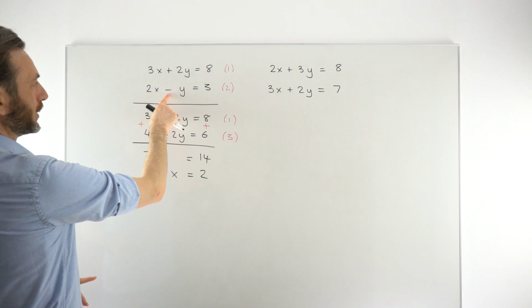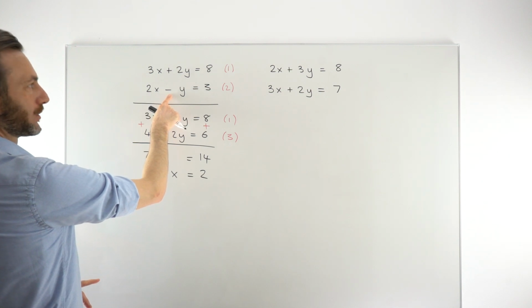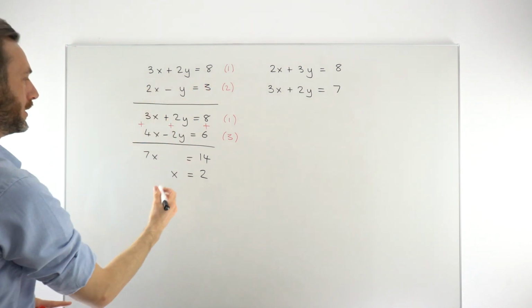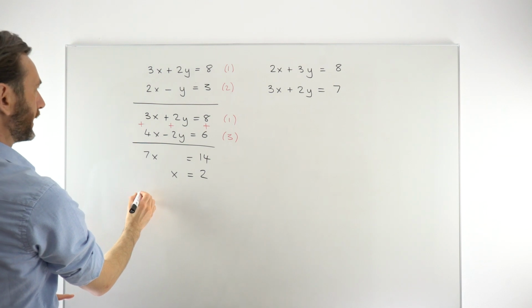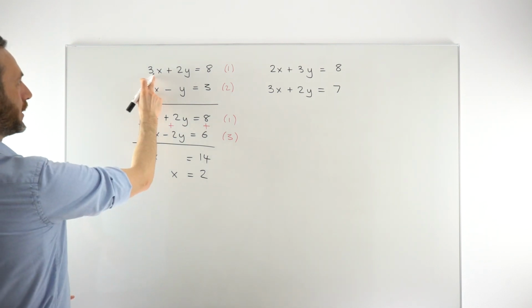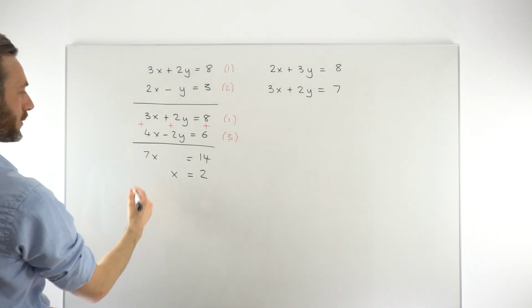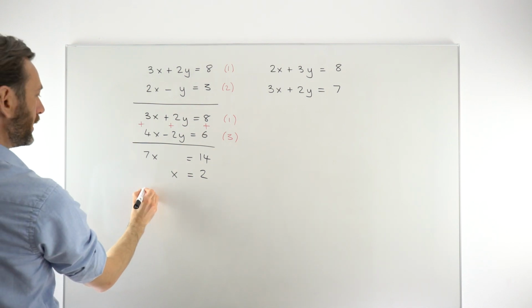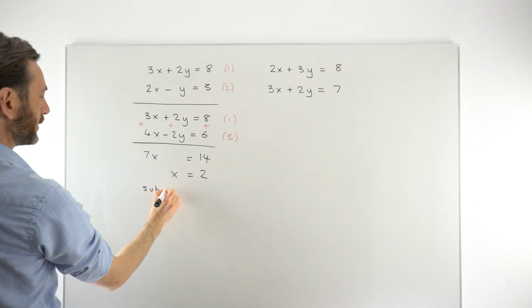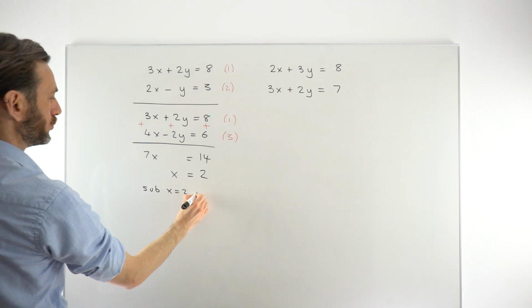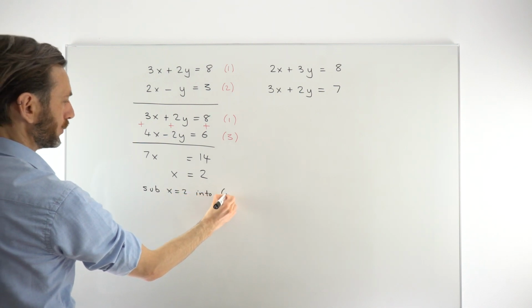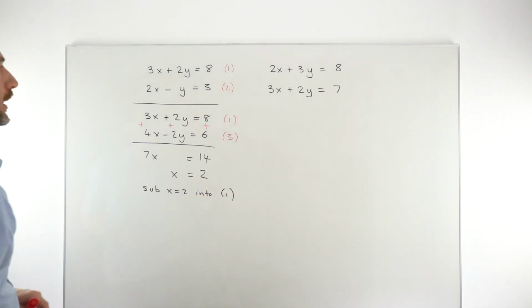I prefer to avoid negatives. Negatives tend to make things more difficult. Let's go for the first one. If you can't avoid negatives, then go for that. So 3x, x is 2, 3 times 2. First of all, substitute x equals 2 into equation 1, just to keep track of what we're doing.